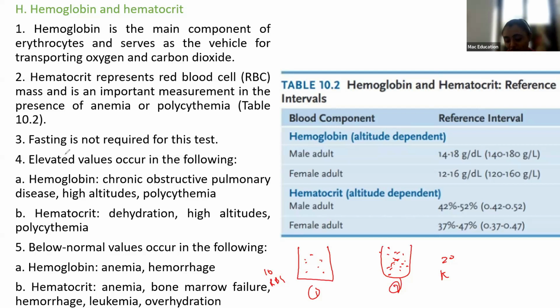Okay, so next, fasting is not required for this test. If you are checking for hemoglobin and hematocrit, there is no need to keep the patient fasting or NPO. Elevated values occur in the following. In which conditions do the hemoglobin and hematocrit get elevated?